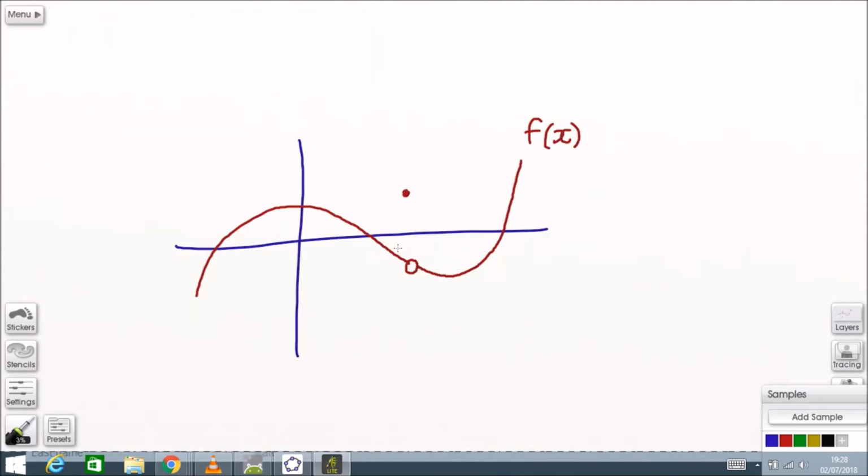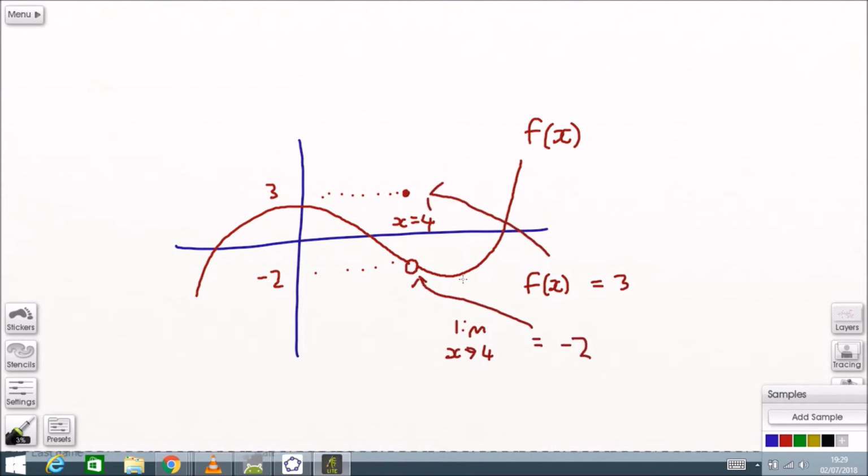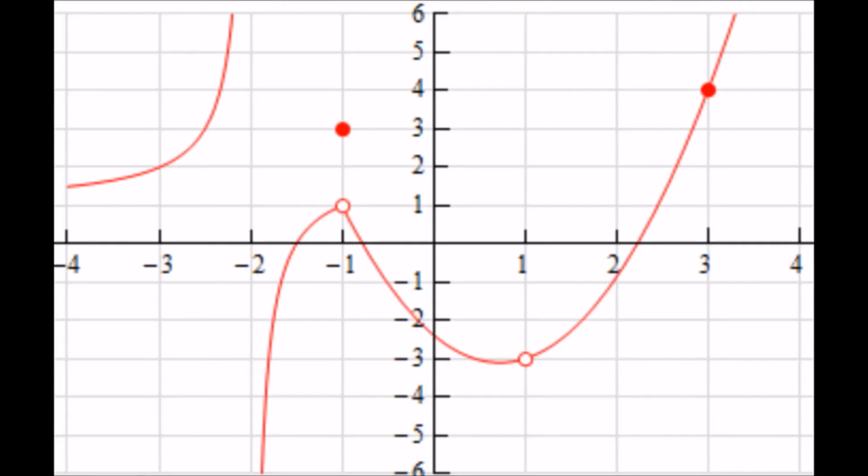So here's another example. Here's a graph of a function which at a particular point doesn't have a value, so it's undefined at this point x equals 4. It does have a value, but it's not on the curve. So the function is equal to 3, but the limit as x approaches 4, the value it's heading towards from both sides of that hole, is actually negative 2. So we say the limit is negative 2.